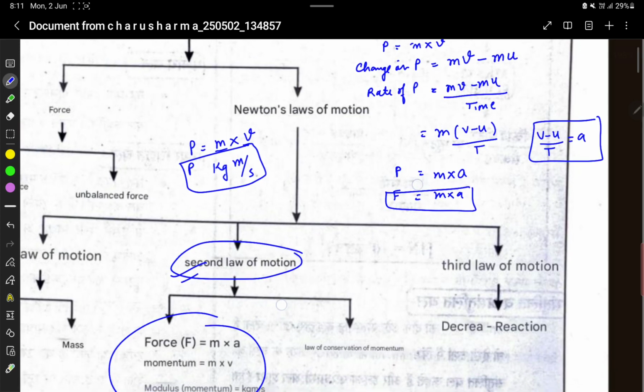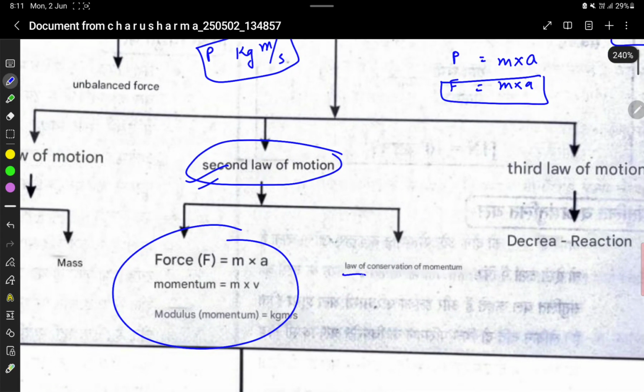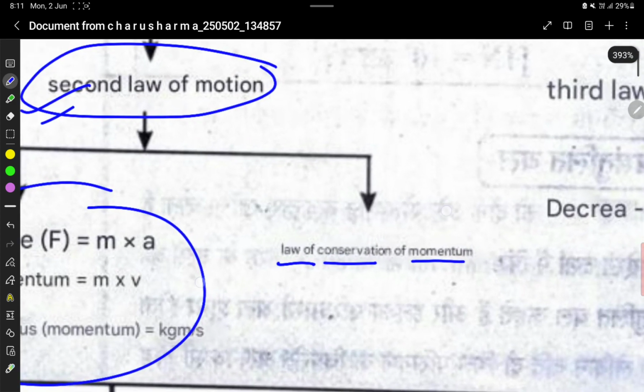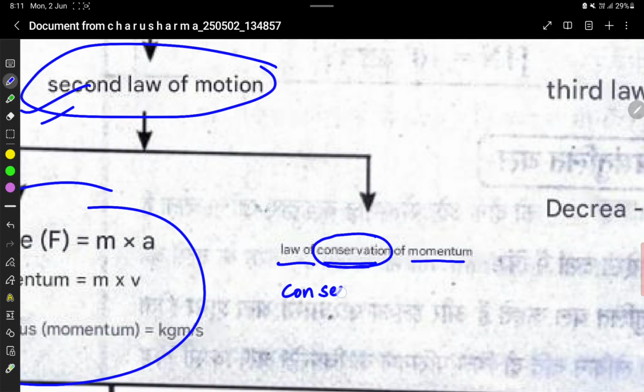Clear? Now see here, this is the law of conservation of momentum. What does it represent? Firstly, the most important thing is conservation. I'm really sorry. Conservation.